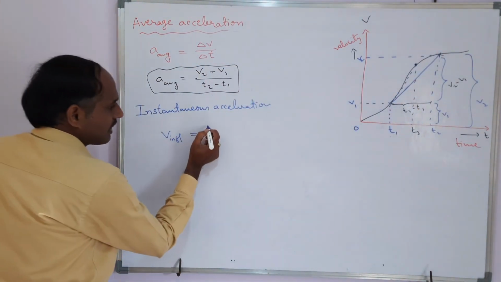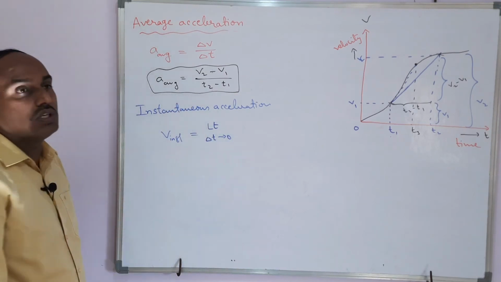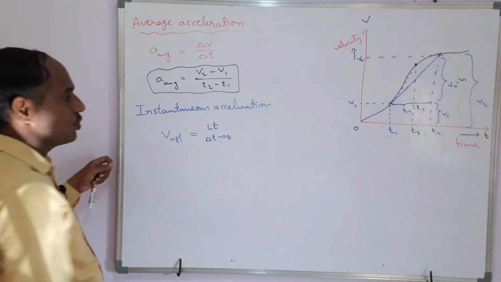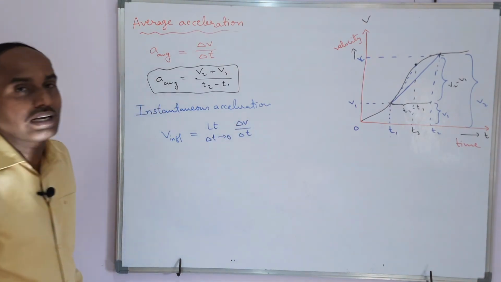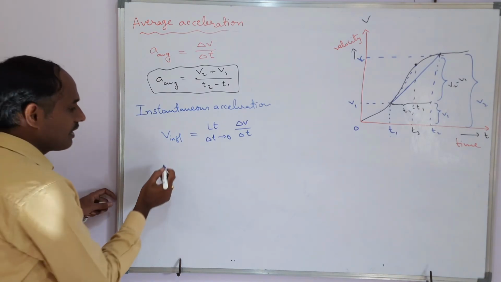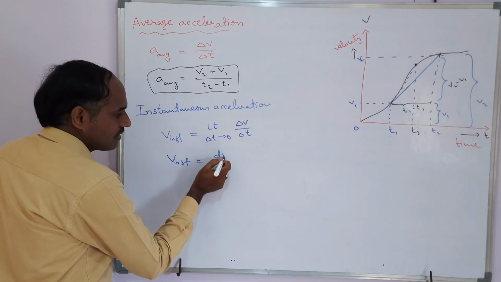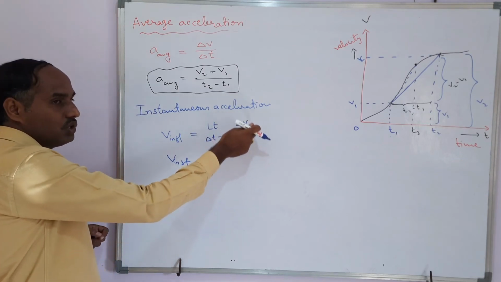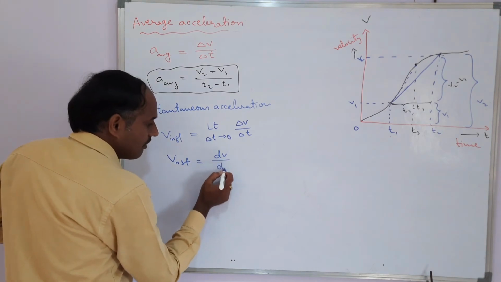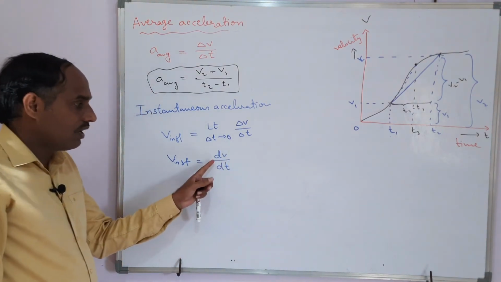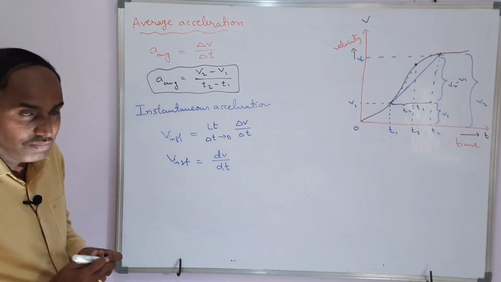Right. So we can write the instantaneous acceleration as the limit as delta t tends to 0 of the average acceleration, which is delta v by delta t. So from basic mathematics, a instantaneous equals the limit as delta t tends to 0 of delta v by delta t, which can be written as dv by dt. This is read as the rate of change of velocity with respect to time.